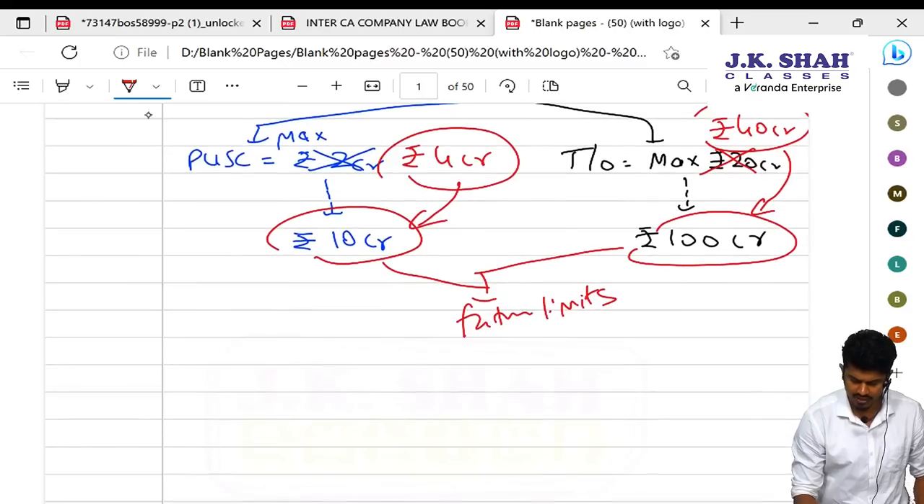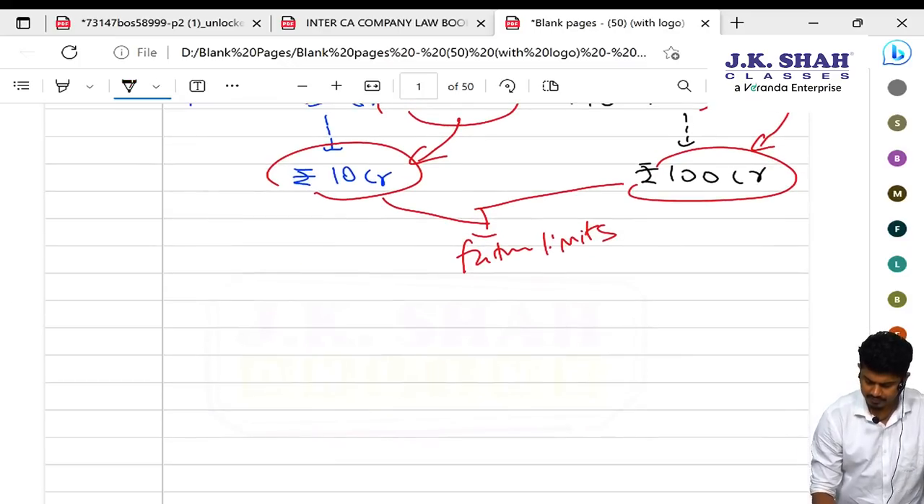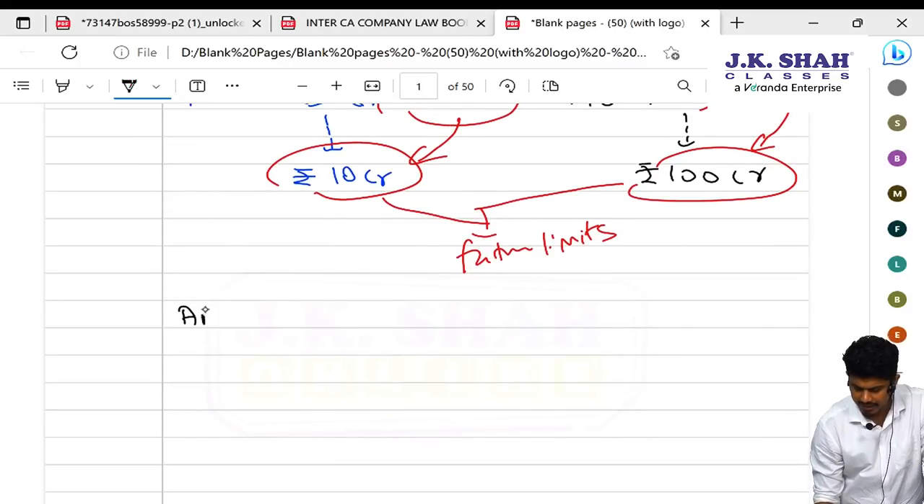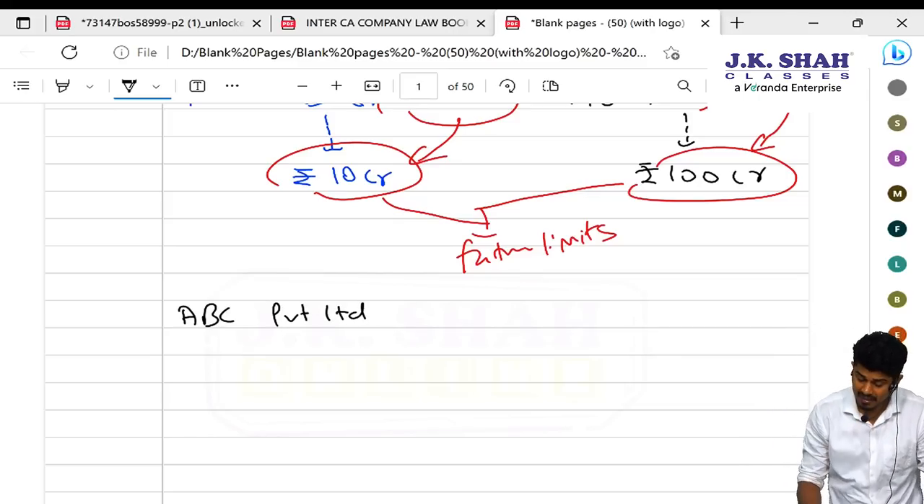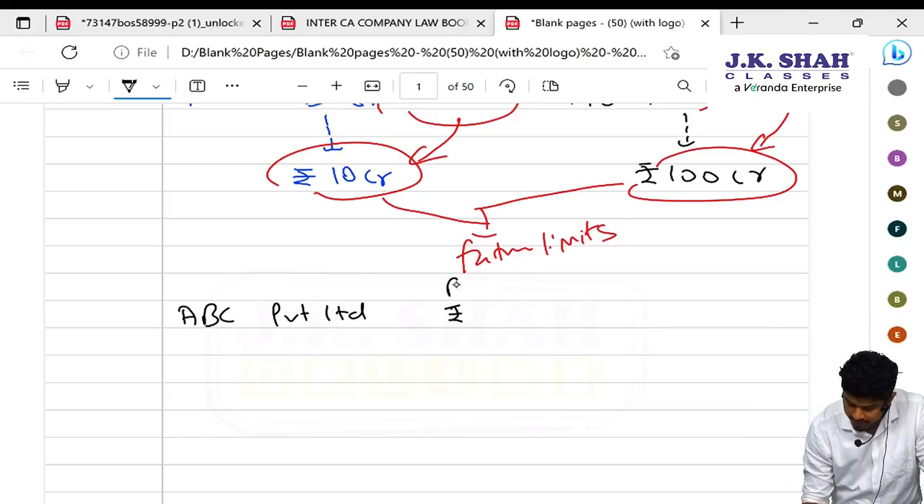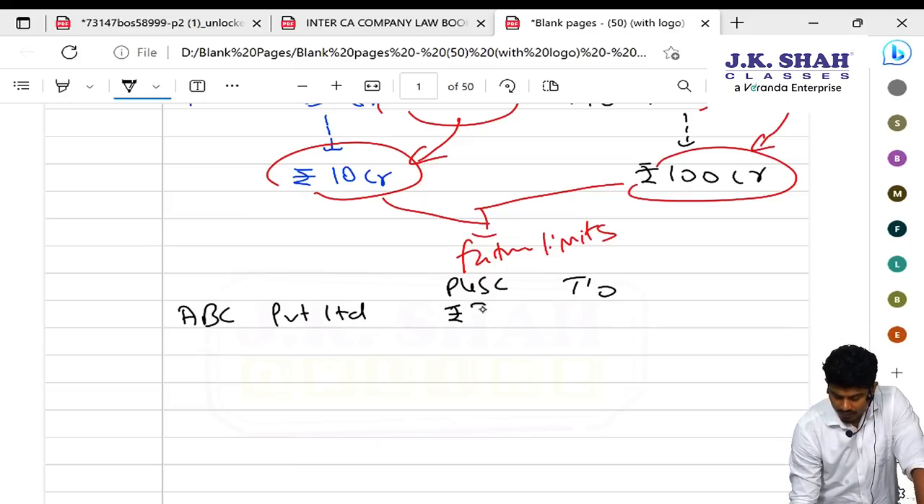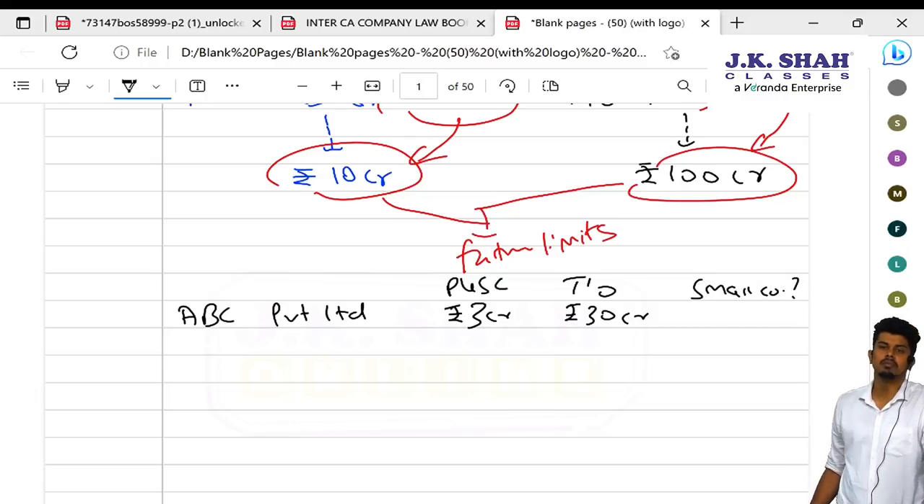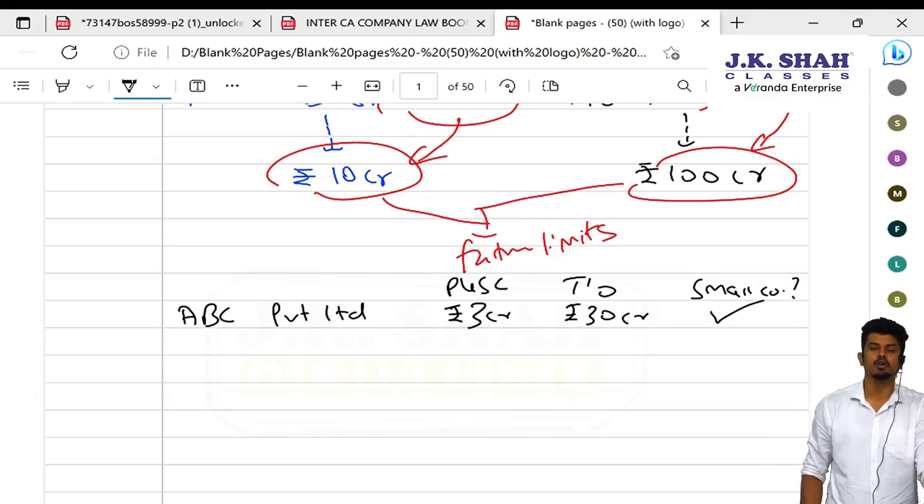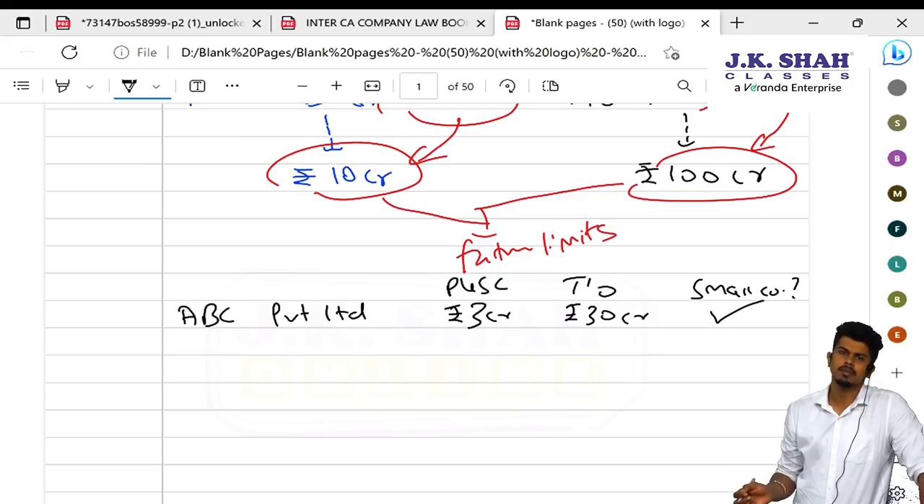So if I have to give you an example, say a company, ABC Private Limited, has paid up share capital of 3 crore rupees and turnover of rupees 30 crore. So will it be called a small company? The answer will be yes, because as per the amended limit it is 4 and 40, and ABC Private Limited is satisfying both the conditions. So therefore it will be called a small company.